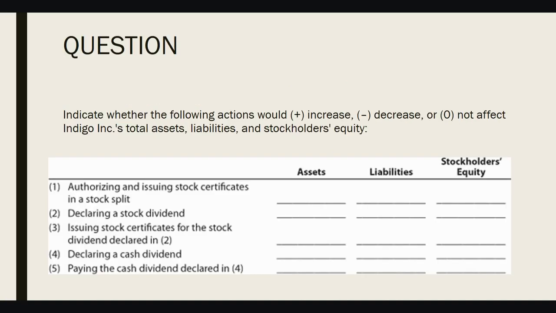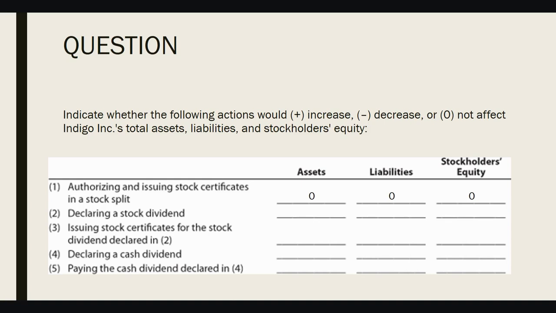So here, just taking a view of different transactions that we talked about and how it impacts our accounting equation. When we're authorizing and issuing stock certificates in a stock split, what does that impact? It doesn't impact assets, liabilities, or stockholders' equity, and that's the reason why we don't journalize the stock split. It doesn't impact the accounting equation at all. It has to do with the market price, really. And so we do not journalize stock splits.